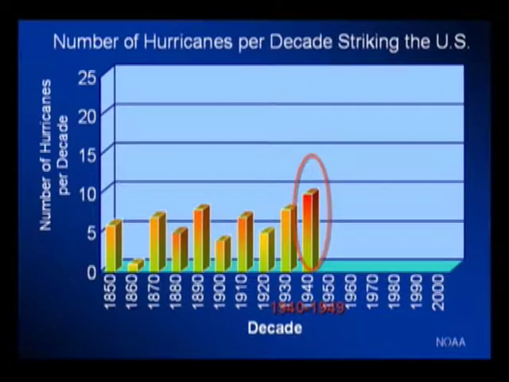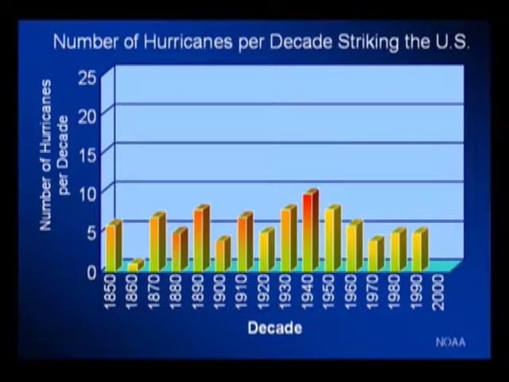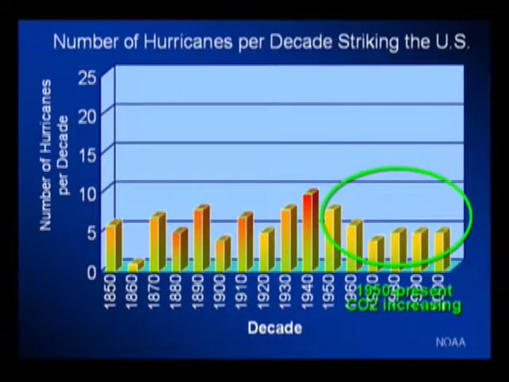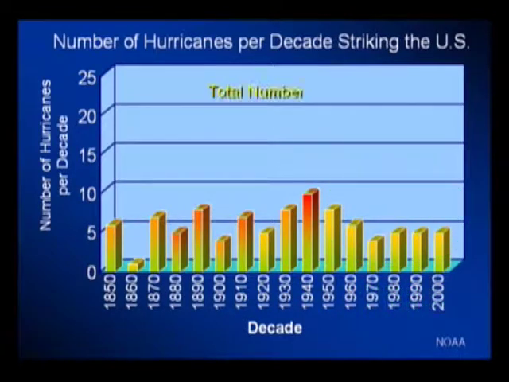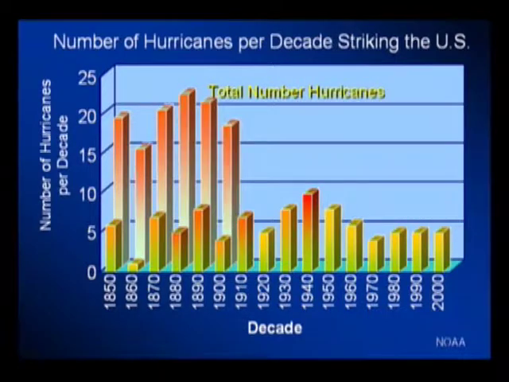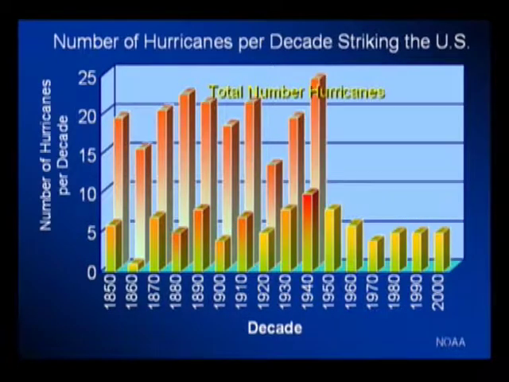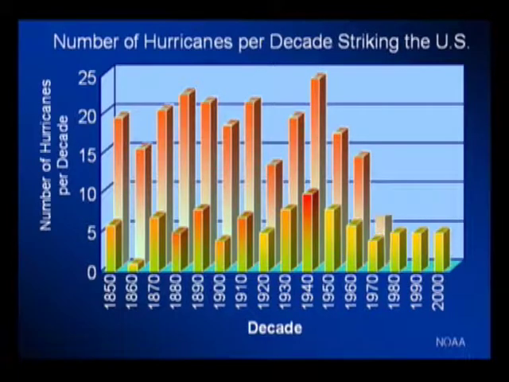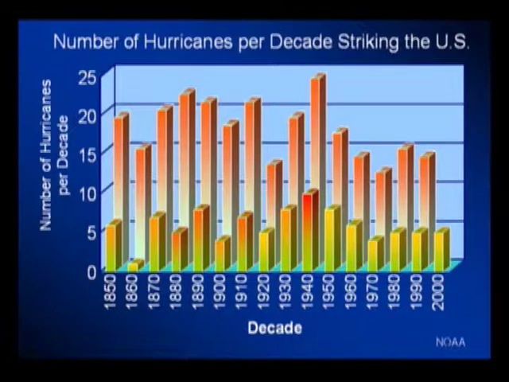This peaked at 10 during the 1940s. During the 1950 to 2000 period, the number of major hurricanes dropped to 4 to 5 per decade. This decline occurred during the period when CO2 levels were escalating. The total number of hurricanes averaged between 15 and 22 until the 1940s, when it peaked at 24 for the decade. From 1951 through 2000, the average number of hurricanes declined to a total of 12 to 17.